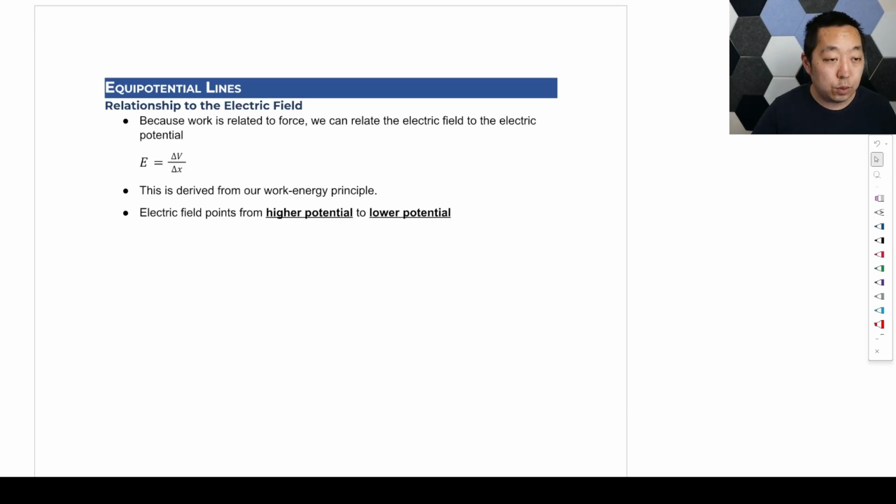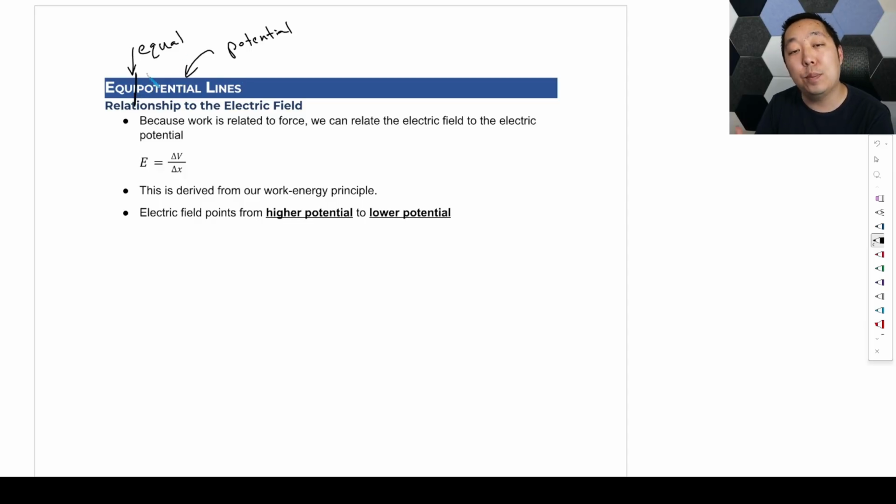All right, so one of the things we look at is equipotential lines. You'll often be asked to look at this. Basically, an equipotential line just means equal potential. It just means where the potential is equal.